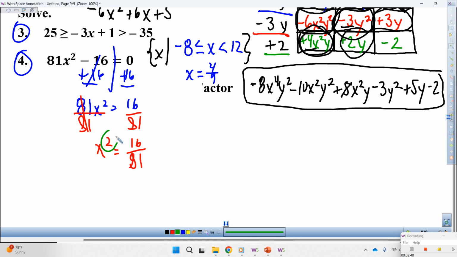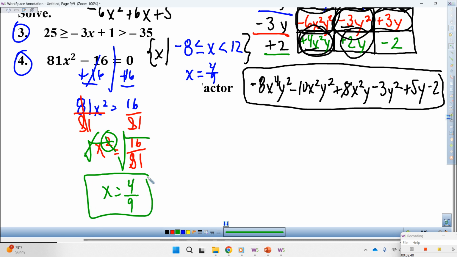Lastly, how do we cancel this squared? Square root, square root. Yes? This cancels that. We're left with x equals, what is square root of 16? 4. What is square root of 81? That is 9. And we'll leave it like that as a positive. All right? And so you got that?